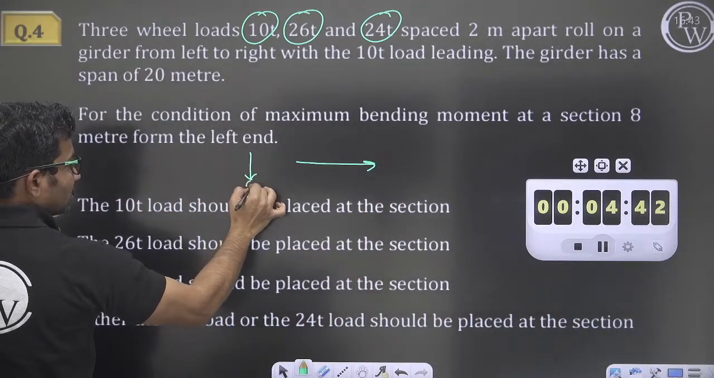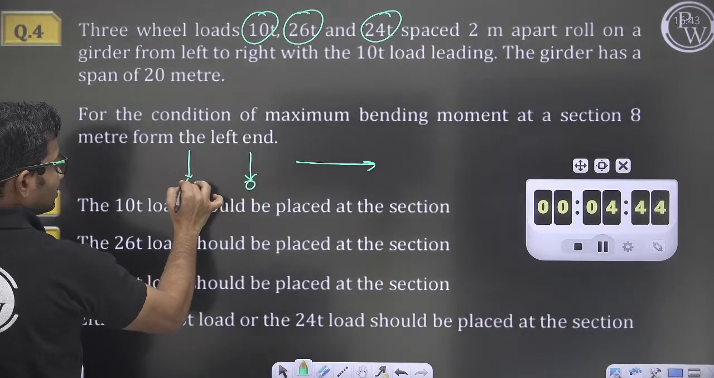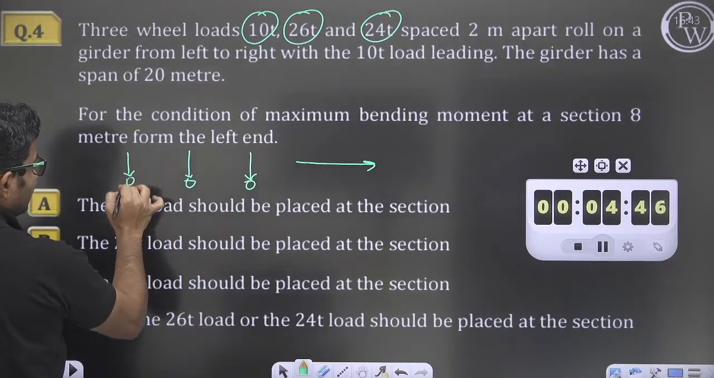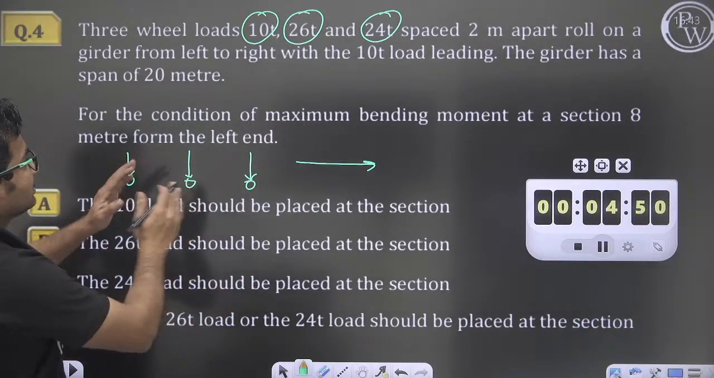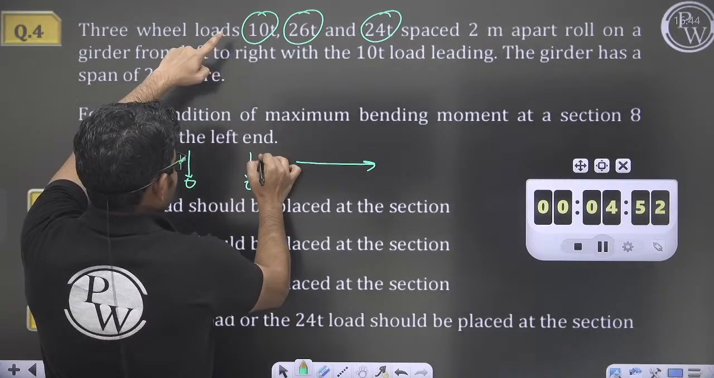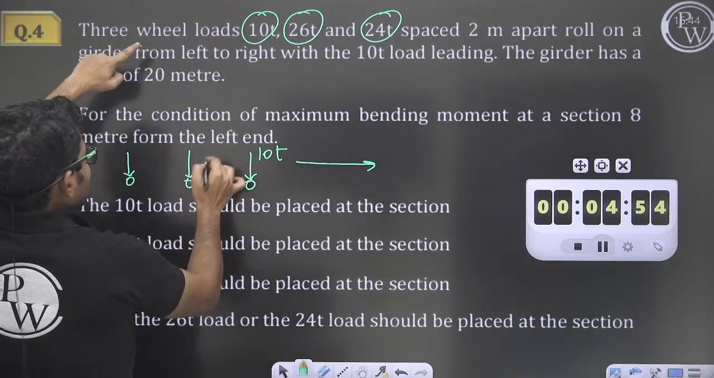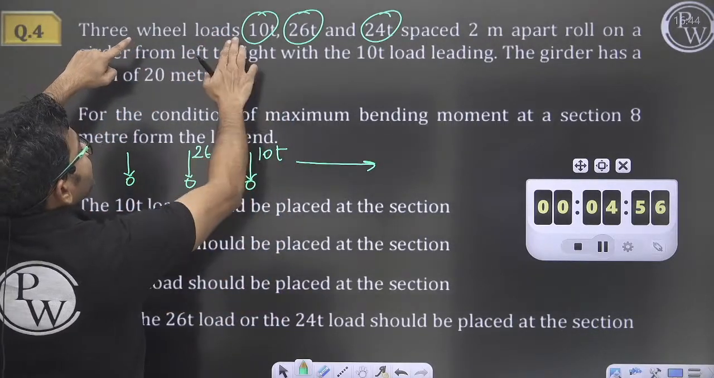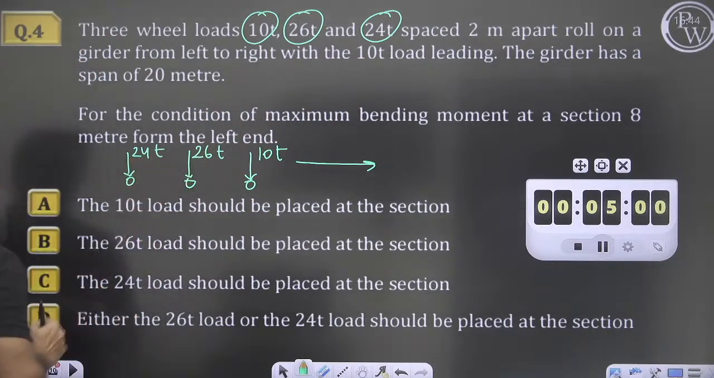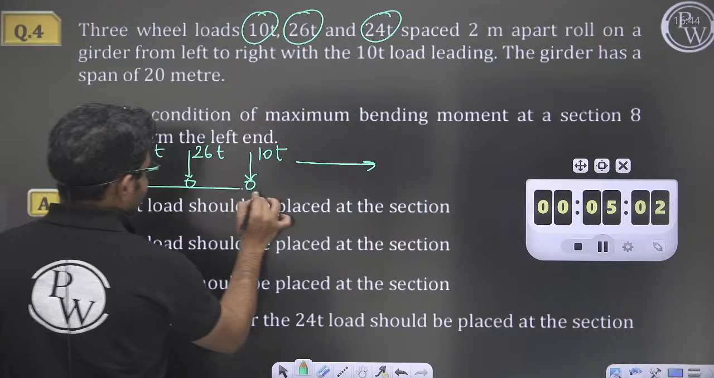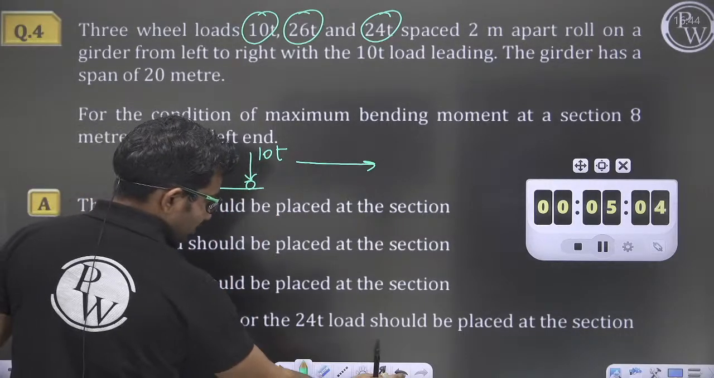So three loads are there and they are spaced equally. The distance between all of them is 2 meter, 2 meter, 2 meter. The 10-ton load is leading, so the 10-ton load will be here, the 26-ton load will be next to it, and the 24-ton will be the last load. Now this is the sequence.